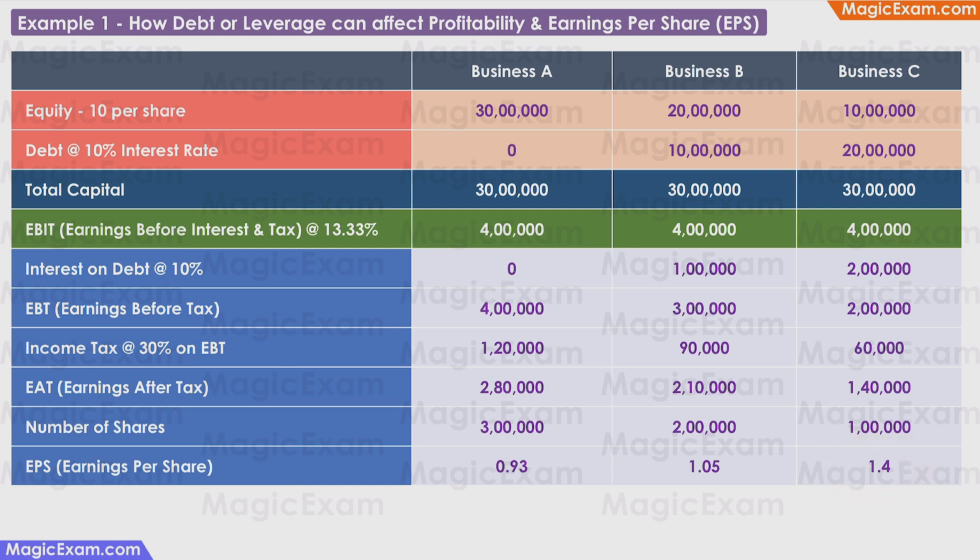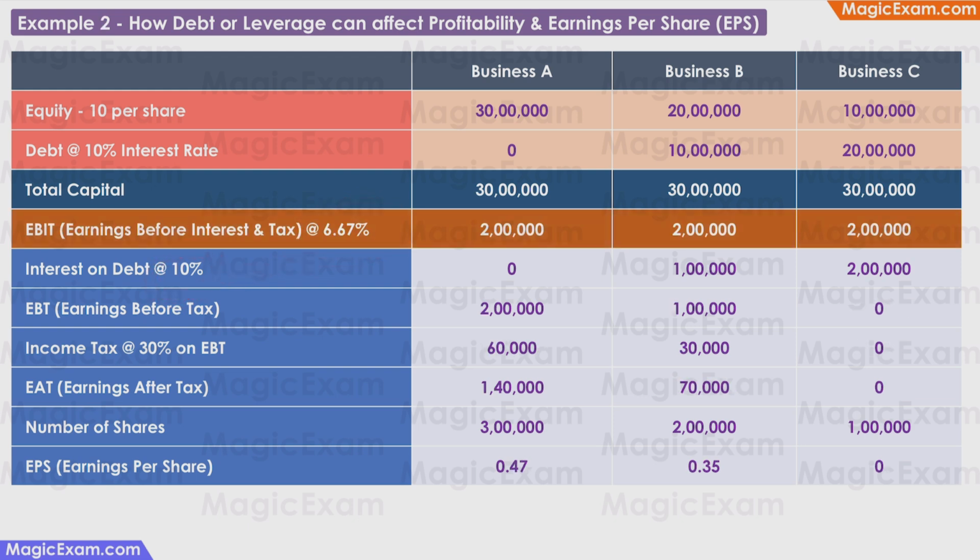As you can see here, by increasing the debt and the leverage, the earnings per share have also increased, which means that the shareholders actually earned more per share by investing a lesser amount of their own money. But this will work as long as the cost of debt, that is the rate of interest on debt, which is 10% here, is lower than the rate of returns generated by the business, which is 13.33% here.